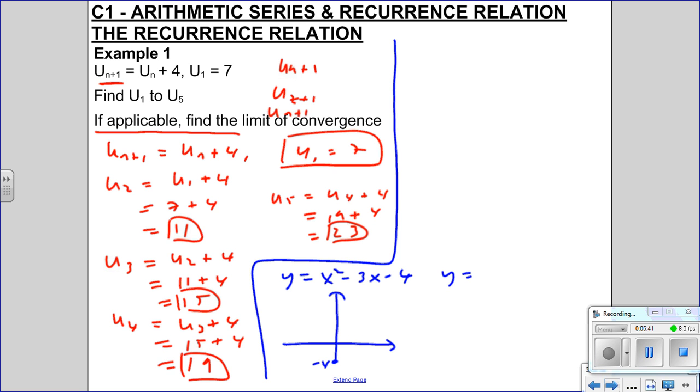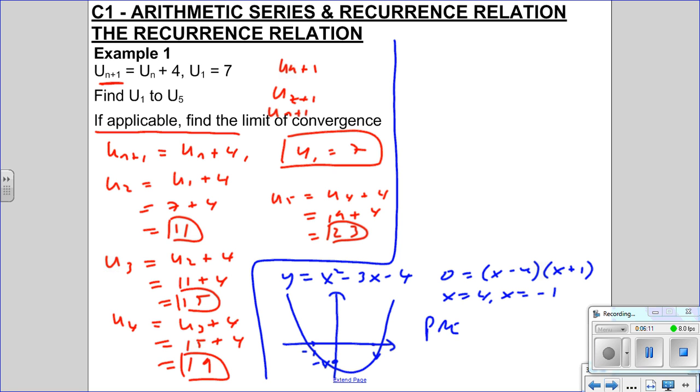We can factorize this. So (x minus 4)(x plus 1). So we know it crosses at minus 1 and it crosses at 4. So it looks like that. The thing is, we don't know. Let's pretend that we don't know where it crosses. Okay? We want to know when this, because sorry, we're setting y equal to 0, aren't we? And we're solving when y equals 0. But let's pretend we don't know this. Okay? So pretend we don't know.